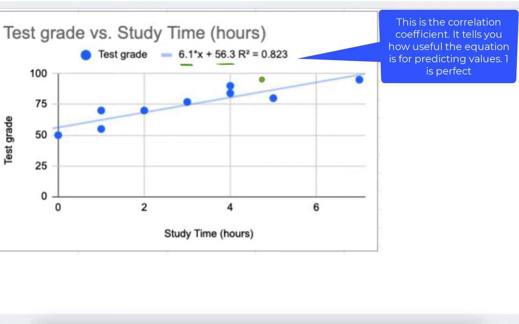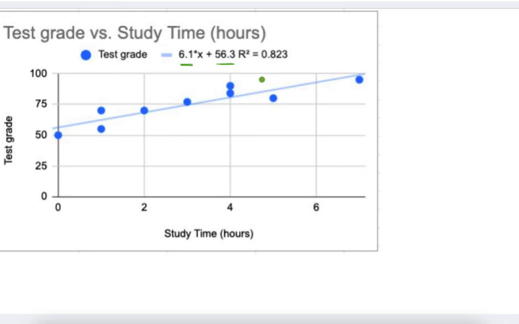This R value tells you how good an equation it is. So 0.823, this number is out of 1. So 0.823 is really close to 1. This is a very strong correlation. So there's a very strong correlation between how many hours you study and what grade you get on a test.